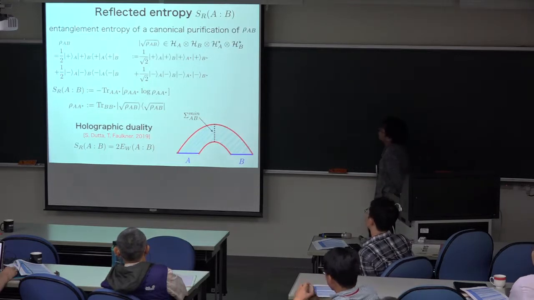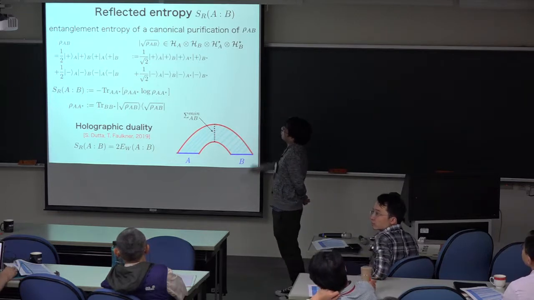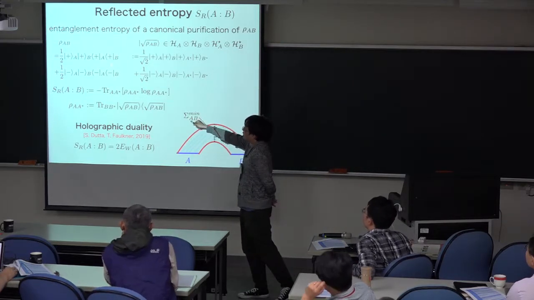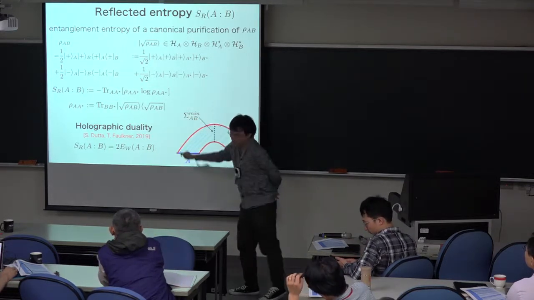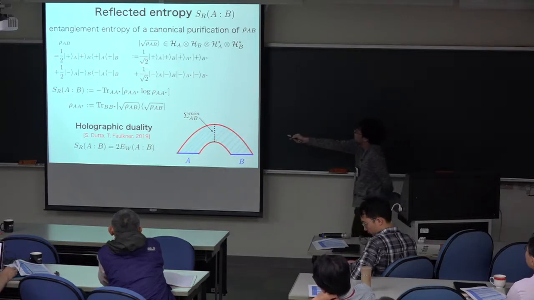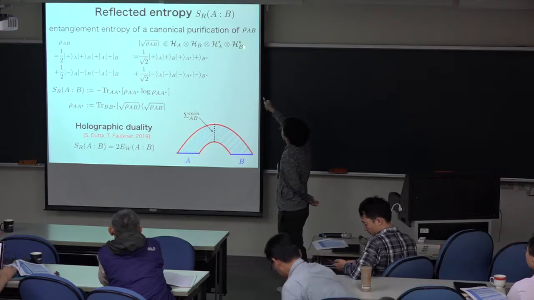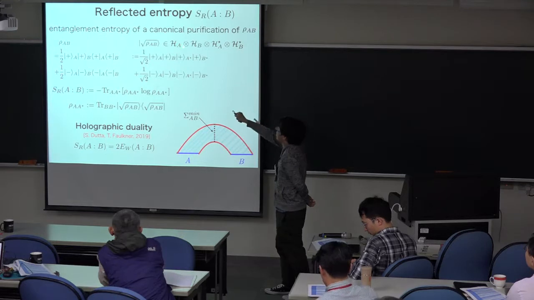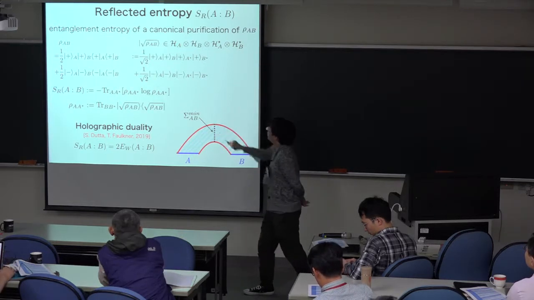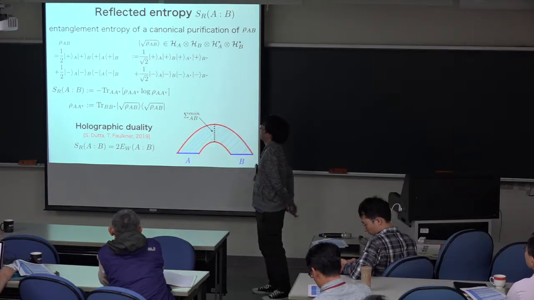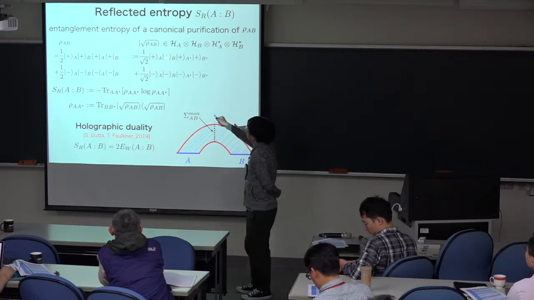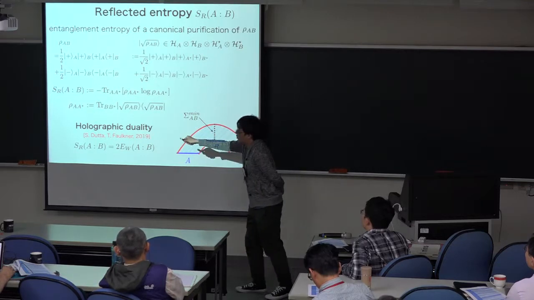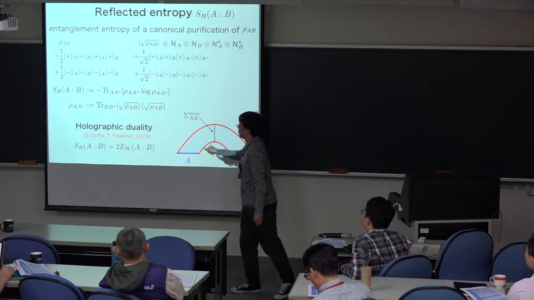The reflected entropy, S_R, is defined by the entanglement entropy of a canonical purification of rho AB. As an example, consider this mixed state rho AB. By interpreting this as a vector on the Hilbert space H_A star and H_B star, we can define the square root of rho AB, and this is a pure state of this Hilbert space, H_A times H_B times H_A star times H_B star. This construction of a pure state is called canonical purification. In other words, the reflected entropy S_R is the entanglement entropy of this pure state.